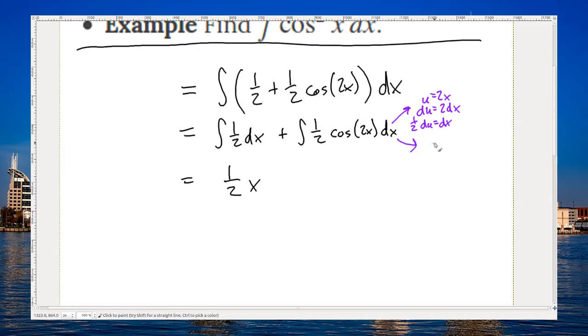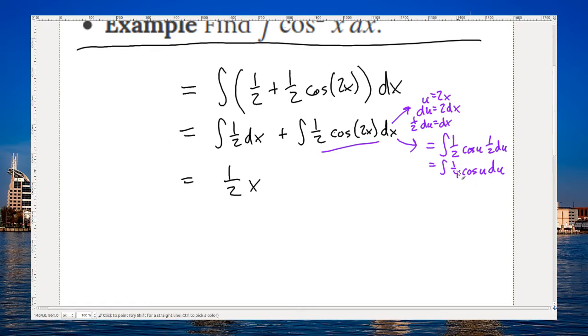And then from there, I can see that that would be equal to just this one little piece here. That would be 1/2 cosine of 2x becomes cosine of u. dx becomes 1/2 du, which is 1/4 cosine of u du. All right, so I do all that work out. What do I end up with?